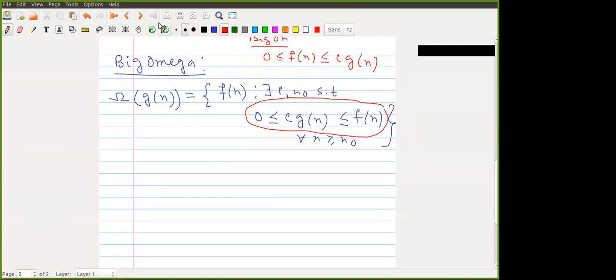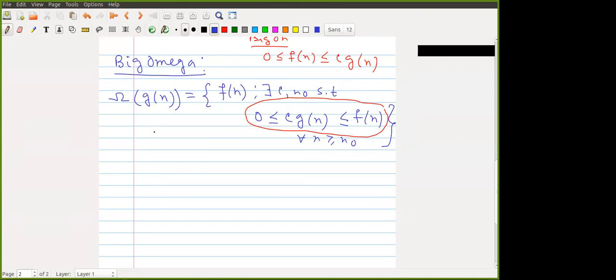If we draw this picture, it will be clear. Do you mean if g(n) is big O of f(n), then f(n) is omega of g(n)? Yes, it's a complement.